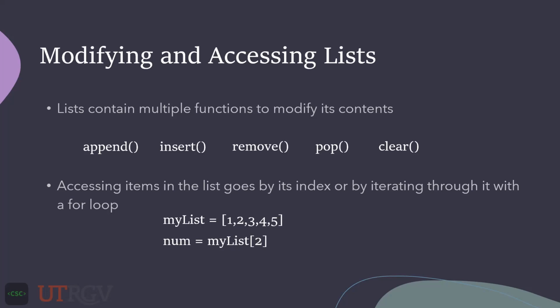And then, of course, accessing items. I've already mentioned one, using a for loop and using an index. For example, with my list, you can set a variable equal to my list at the 2 index. So it wouldn't be 2, it would be 3, because it starts 0, 1, 2.